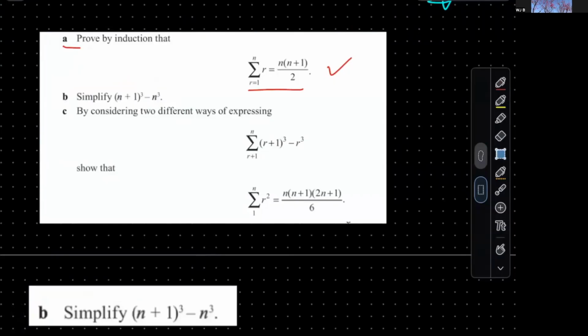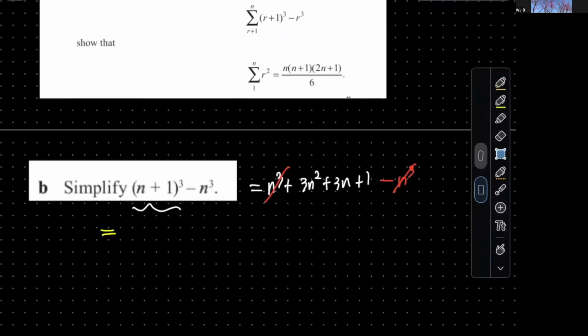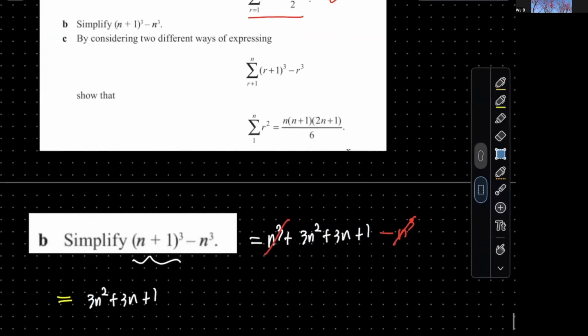Here's the thing. For part B, I can use binomial expansion, isn't it? So it's going to be n cubed plus 3n squared plus 3n plus 1, and I'm subtracting n cubed. So that is great. Then I have 3n squared plus 3n plus 1. Easy peasy, lemon squeezy. But here's the thing. Check this out, guys.